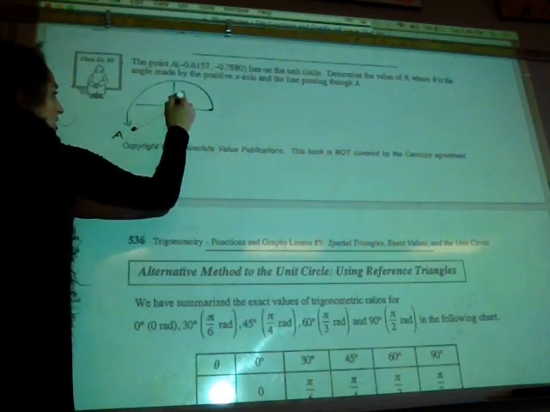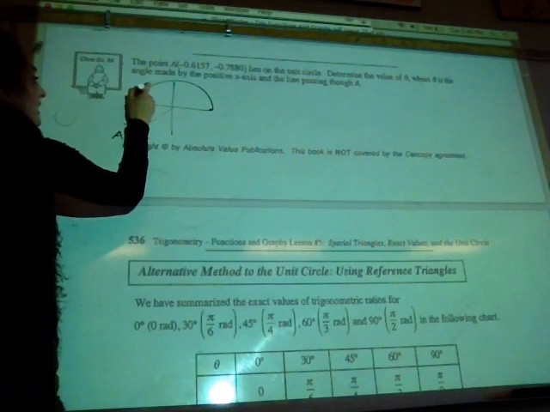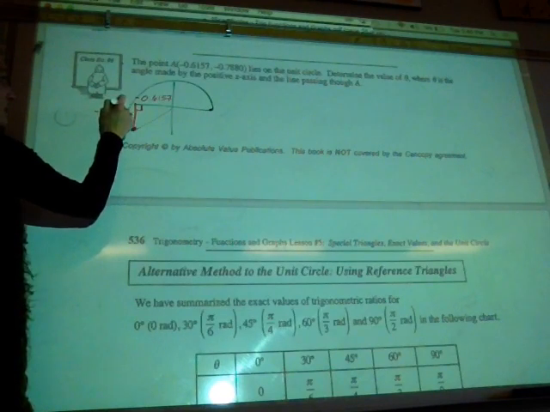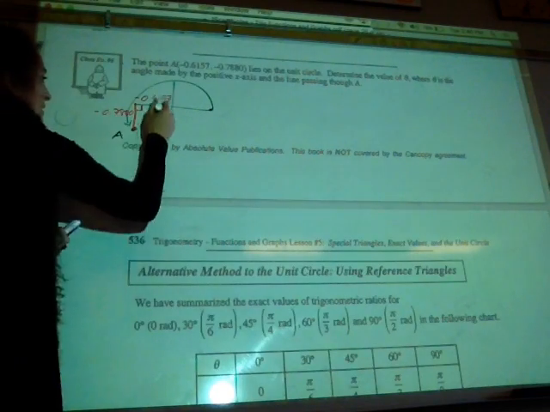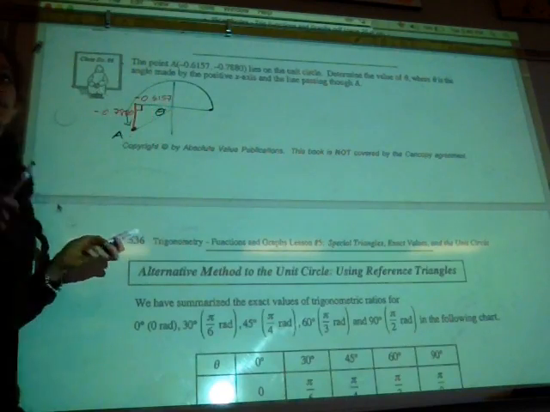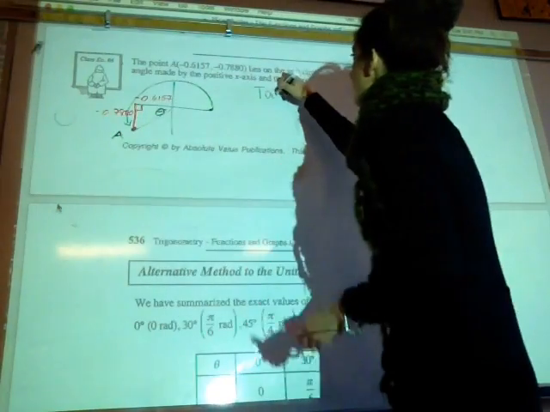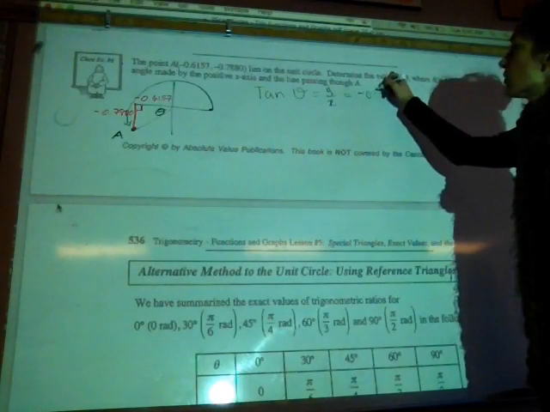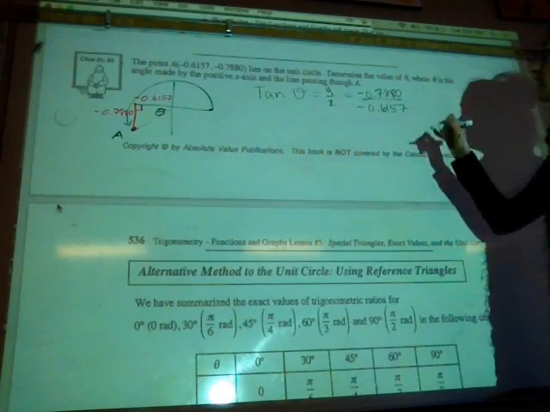So let's draw a little triangle. Okay, the x is given by negative 0.6157. The y is given by negative 0.7880. How am I going to find out this angle? What trig ratio uses the opposite and the adjacent? Tan. Good. So tan equals y over x. And my y is negative 0.7880, and my x is negative 0.6157.